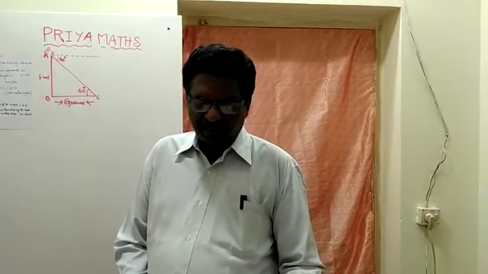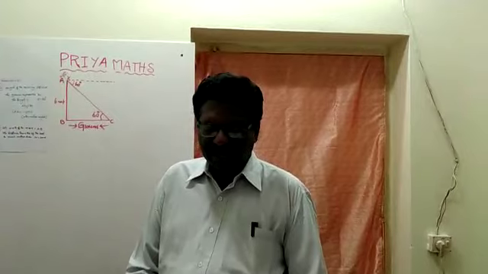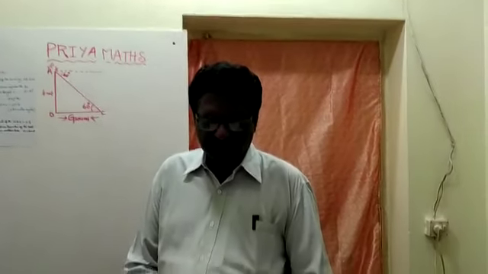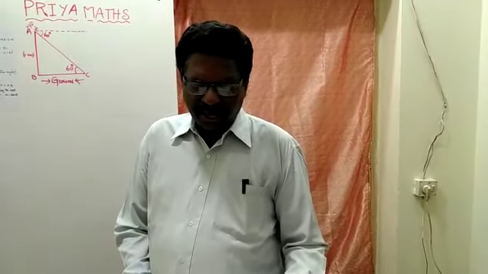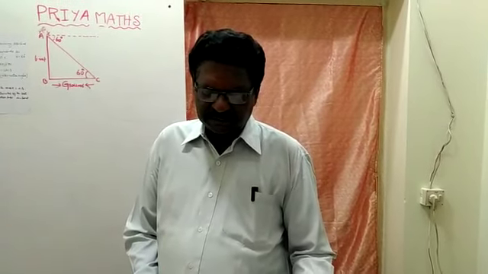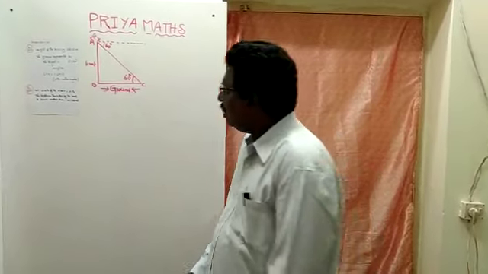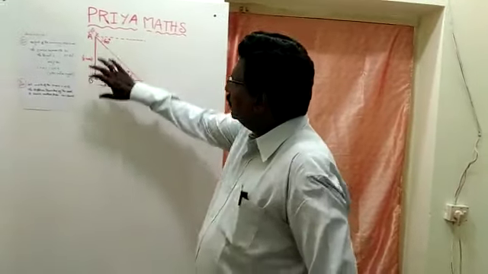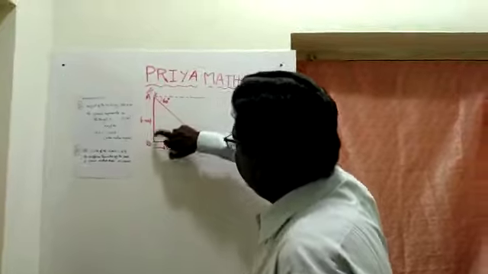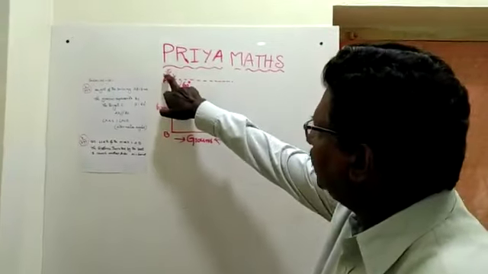Suppose you are shooting an arrow from the top of the building at a height of 6 meters to a target on the ground, at an angle of depression of 60 degrees. What is the distance between you and the object? All of you see here. AB is the building. You are sitting here.